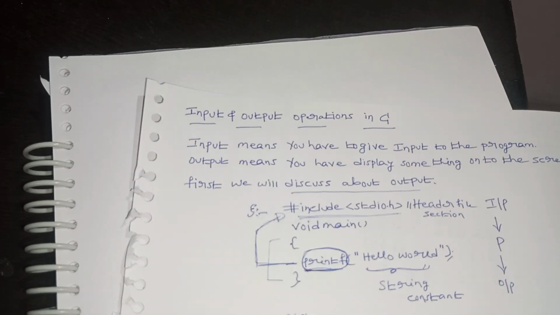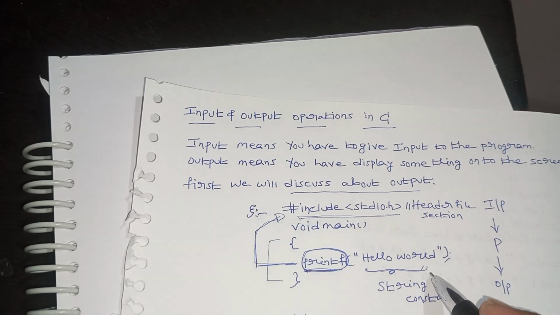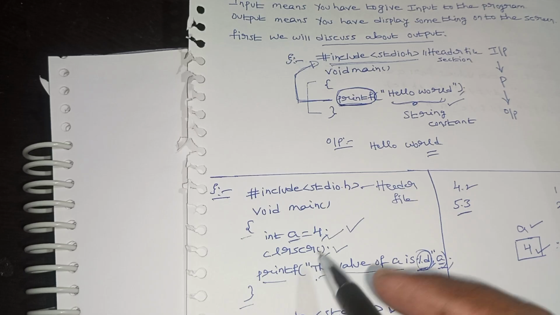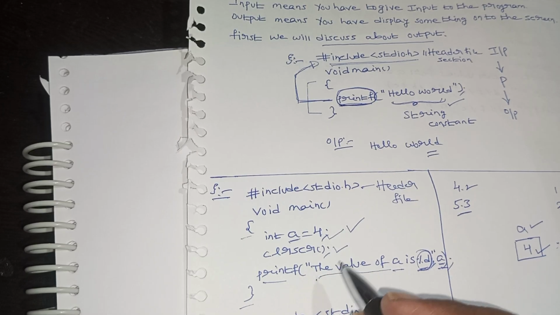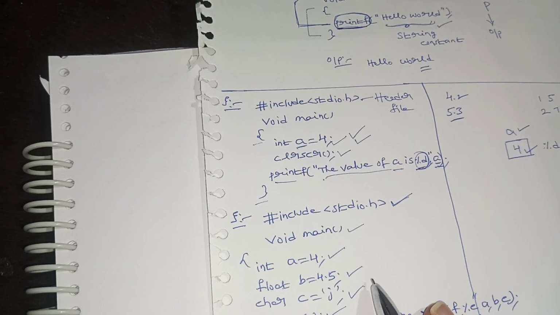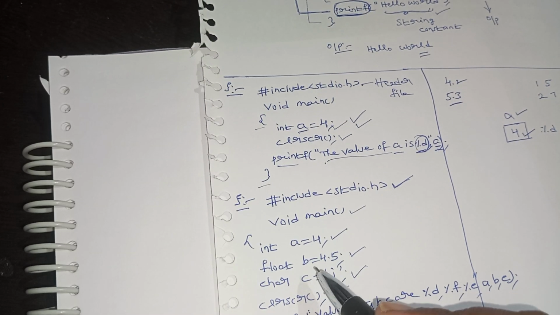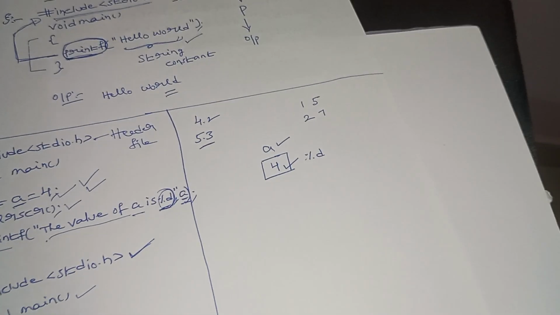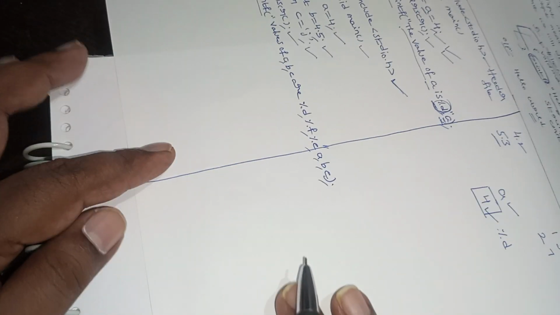See, in the first one I am not printing any value, simply I am printing some message onto the screen. Now in the second program I am printing only a single value onto the screen. Now coming to the third program, I am printing three values, a, b, c. How to print? I'm writing separately here.